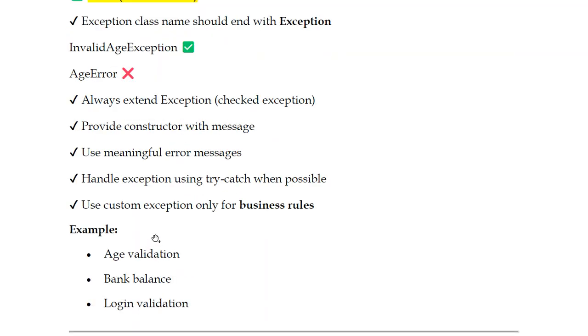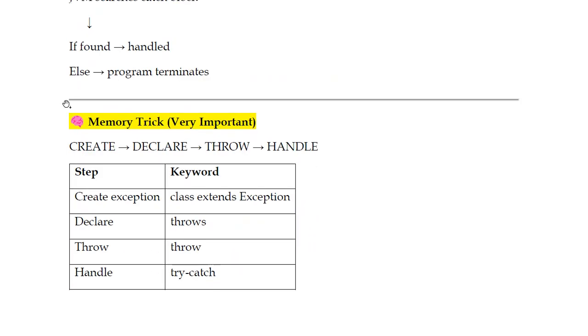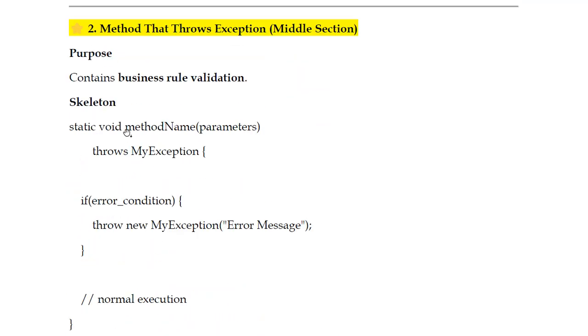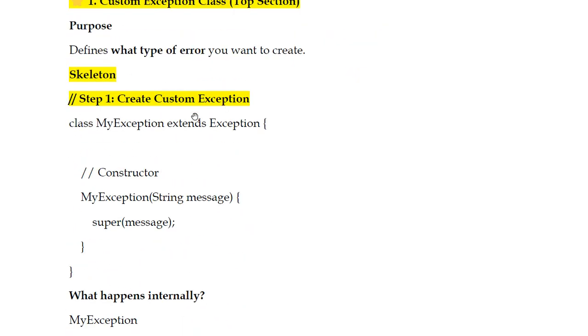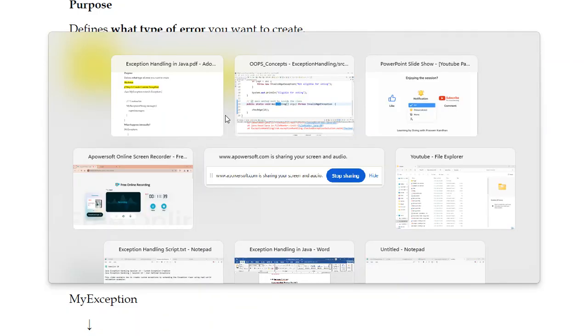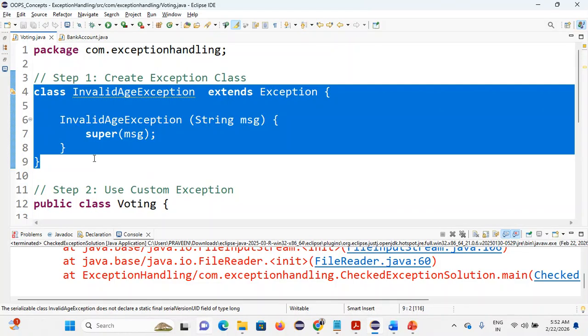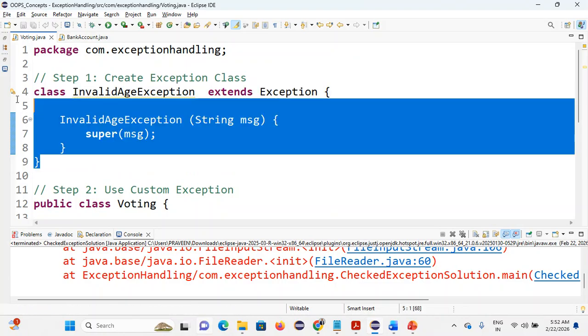So now we'll discuss what is internally happening. I hope you're clear with the skeleton. First, we'll declare a custom exception class. So define what type of error you want to create. Give that step one: create the exception class. This is our exception class. Usually, if you're using a built-in predefined exception, internally it is also present like this.